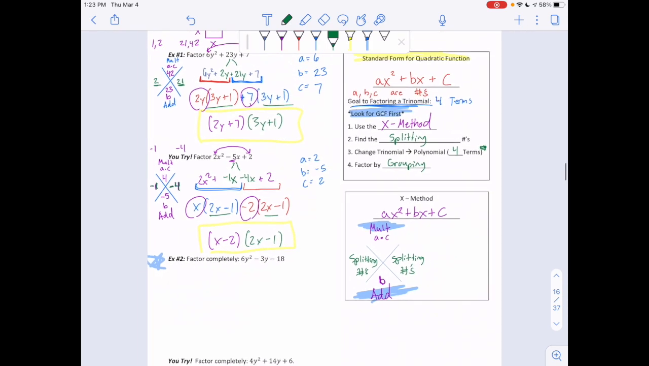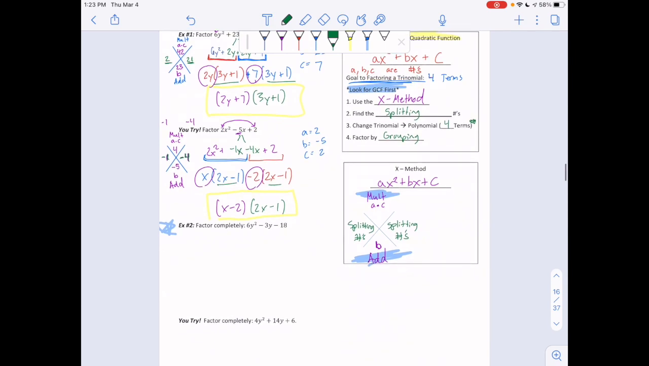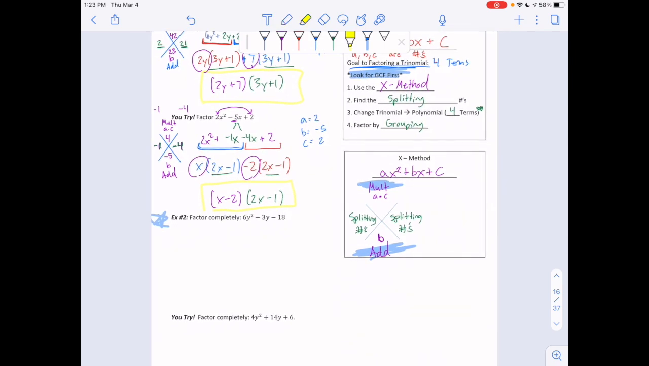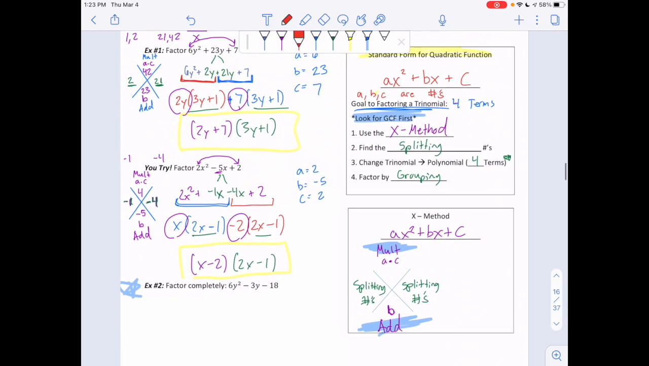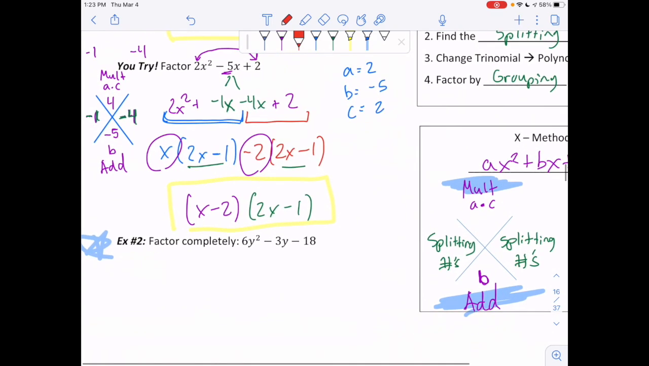To spice things up with example 2, okay? So I'll walk you guys through this one, and then you guys would try the you try part on your own, okay? So follow these steps. Now we're going to use this asterisk step. The asterisk step says look for the greatest common factor first. So right now, when you look at this, you always want to factor a common factor first if it has one. Look at those 3, 6, -3, -18. 3 is actually going to work.